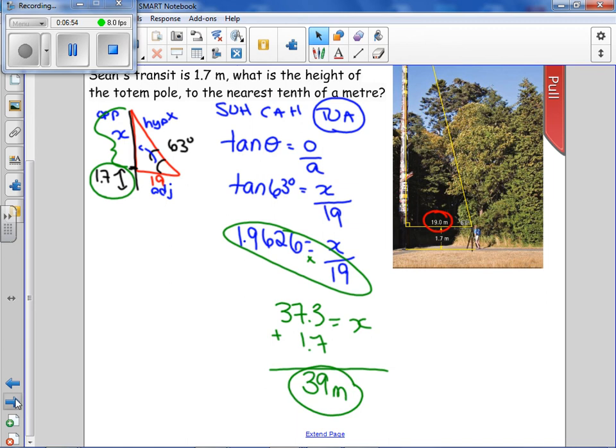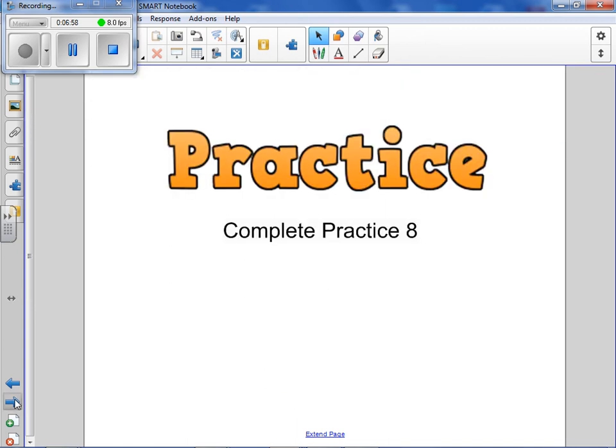So now you have 2 things that you need to do. You need to finish off practice 8 for your trig, and then you also have a hand-in assignment that you'll work on before writing the test.